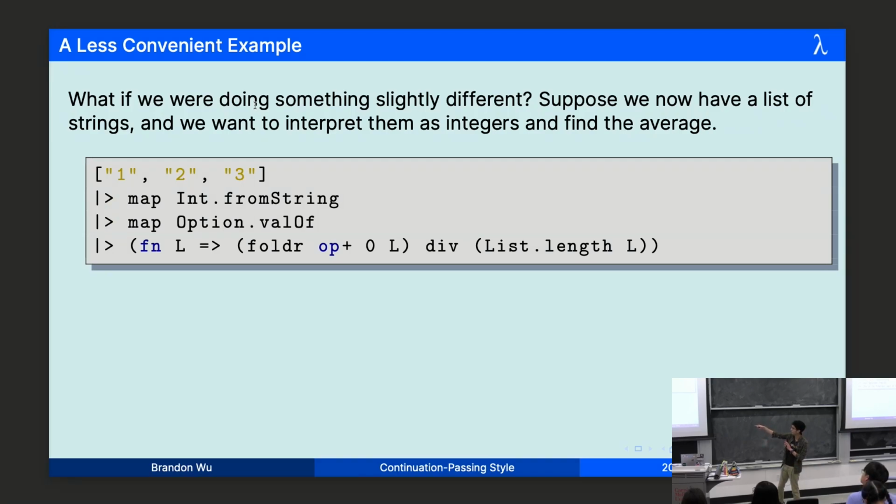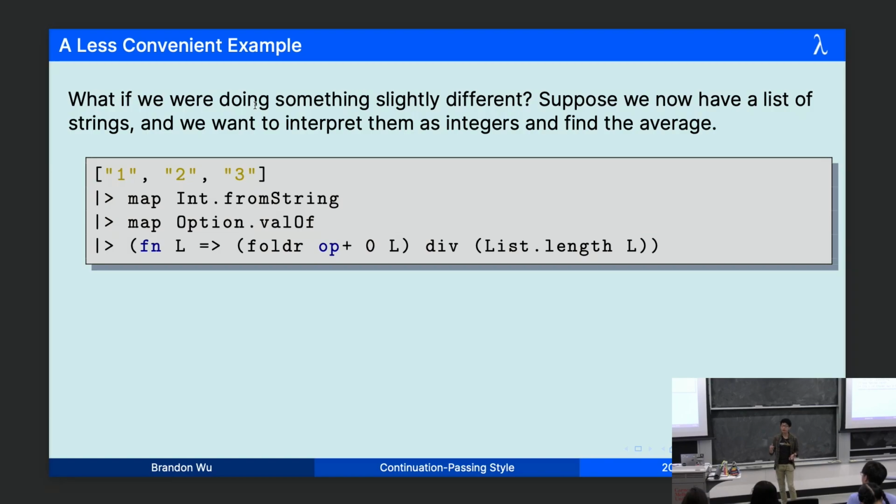So now I have the list 1, 2, 3. And then I pipe it into a lambda expression. I bind it to the name L. I do fold r op plus 0, which is the sum function. So I sum up everything in the list. And then I divide it by the length of that list L. Is everyone clear on why this should produce the average of all of these numbers interpreted as integers?